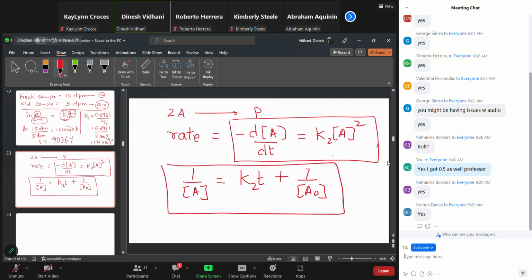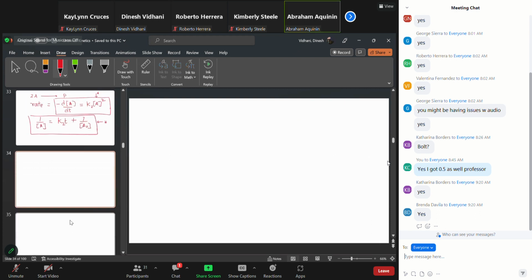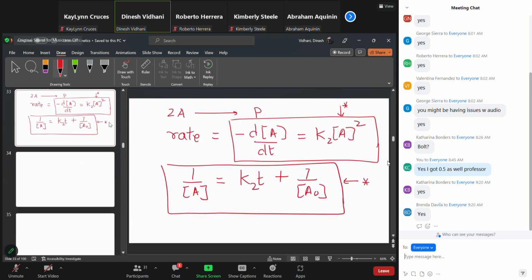We can get there using the method of integration, but that is not what I expect from you. But you should know this equation and how to use it. Now let's try to find the half-life the way we did in the previous example. Professor, what's the 0 at the A? Okay, so that means we are dealing with the initial concentration. A0 is your initial concentration. A is the final concentration. This is the rate constant, and this is the time.